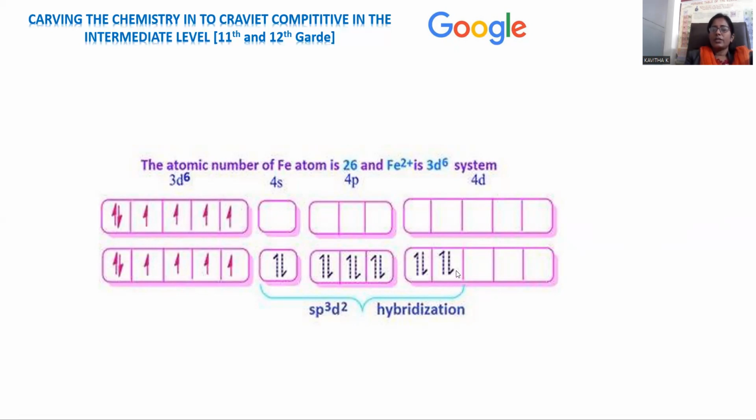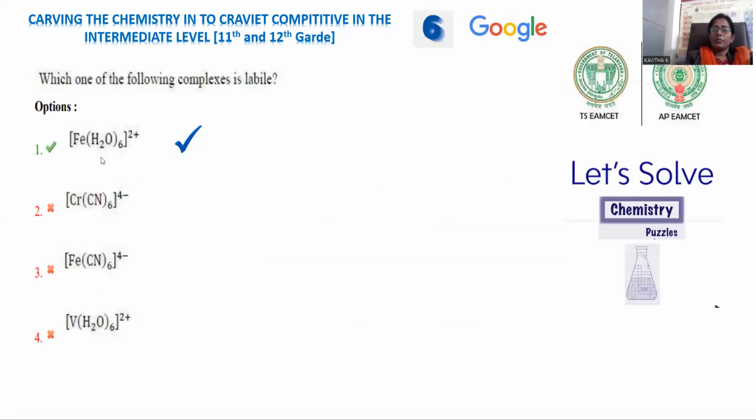When hexa aqua is there, hexa aqua means what? The s orbital, p orbital, and 2 d orbitals got mixed up, and this is sp3d2 hybridization, and each water molecule is contributing 2 electrons, so for 6 water molecules, 12 electrons you can observe. 2 plus 2, 4, 6, 8, 10, 12. 12 electrons contributed by 6 water molecule ligands, right? So this is the distribution of electrons in the hexa aqua complex of iron.